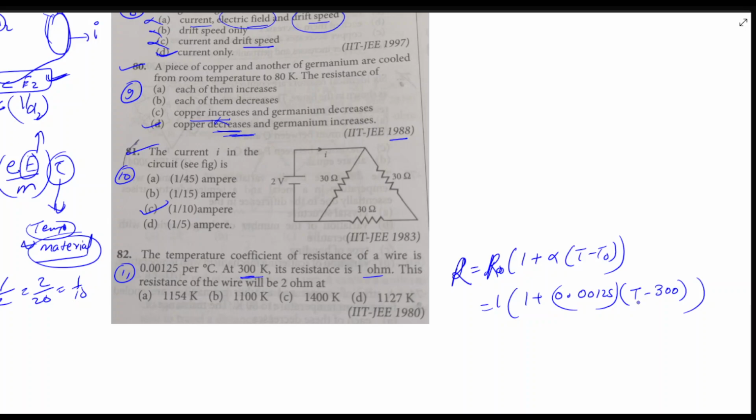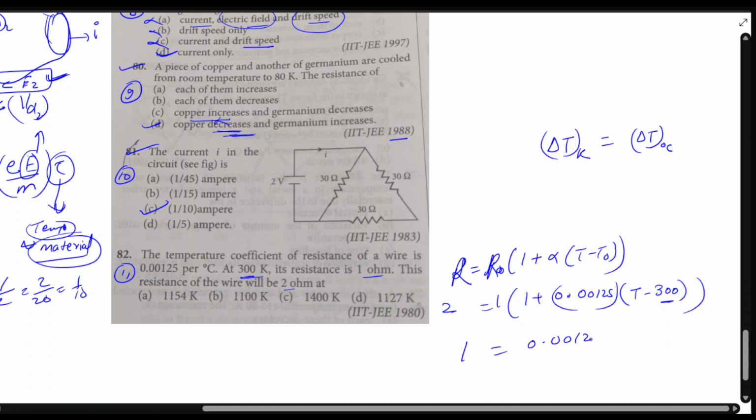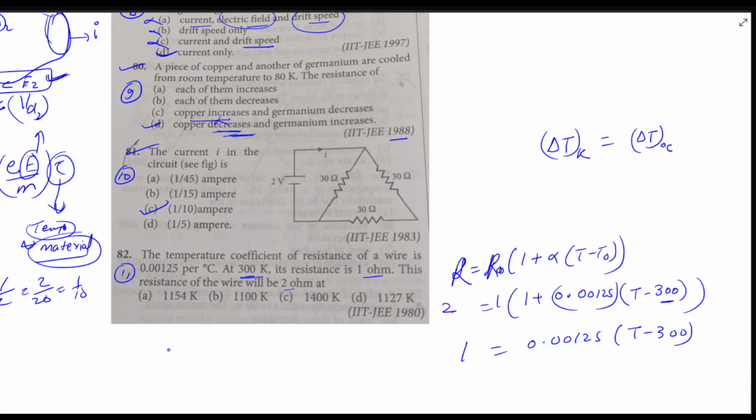Look, the change in temperature on the degree scale or Kelvin scale is the same. So delta T for the Kelvin scale equals delta T for the degrees Celsius scale, so it does not matter. That is why I've just put it in Kelvin, because the final temperature will come out in Kelvin. So you'll get the answer right. Now, at what temperature is it? So this is 2 minus 1, so 1 will equal 0.00125 into T minus 300. Let's divide this.